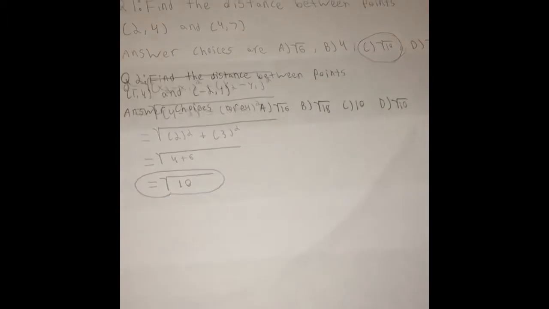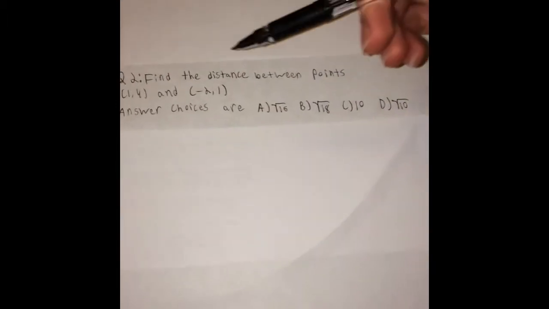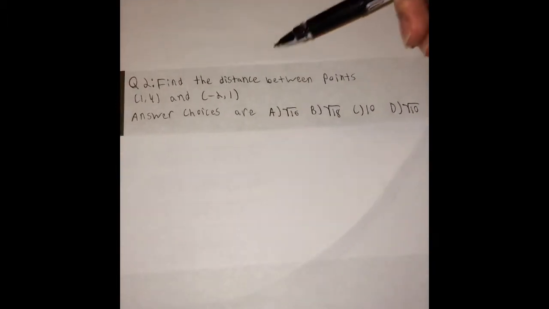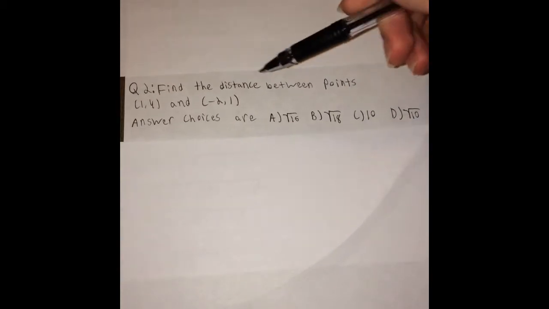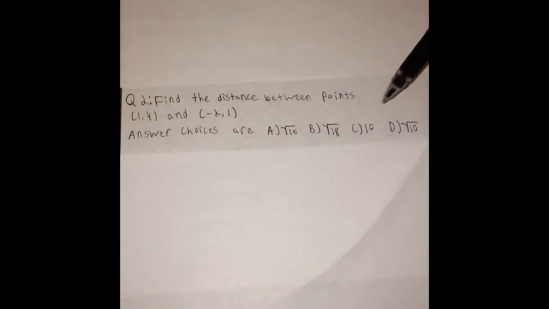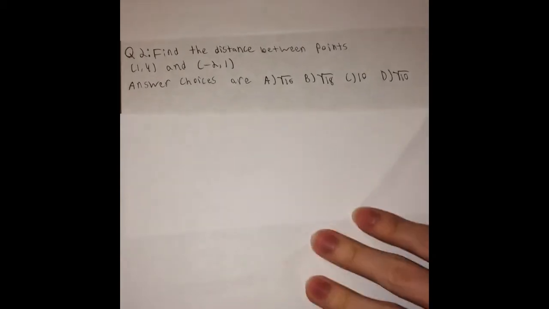So question 2, find the distance between points (1, 4) and (negative 2, 1). The possible answer choices are A, square root of 16; B, square root of 18; C, 10; and D, square root of 10. You can pause the video here if you need time to solve it.